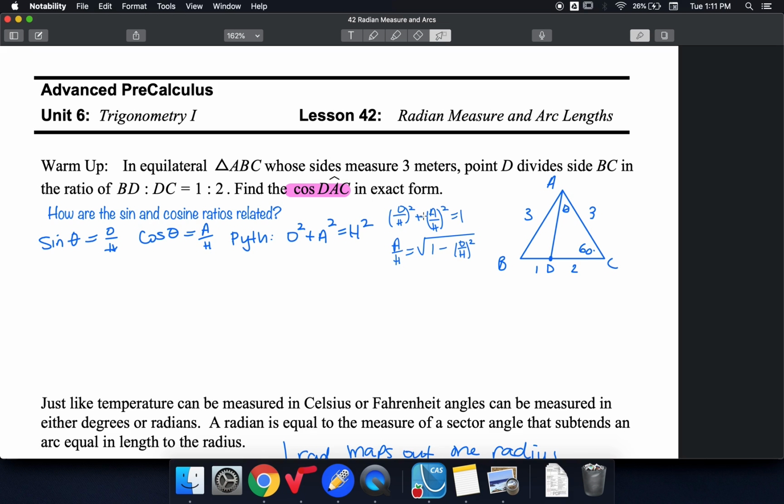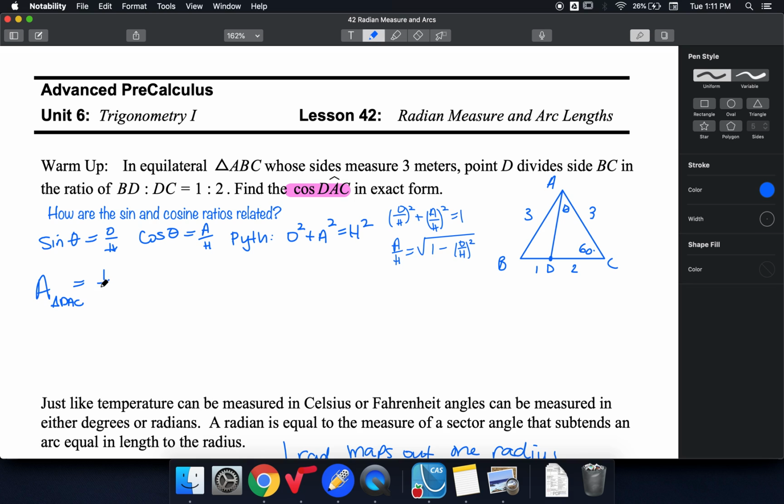Okay. So let's think about our triangle here and what we see. Well, the first thing I see is 2 sides and an angle. 2 sides and an angle make me think about area. So I know that the area of triangle DAC is 1/2 times 3 times 2 times sine of 60. Sine of 60 is one of my special angles. I know that's root 3 over 2. So this half cancels with this, and I'm going to get 3 root 3 over 2.